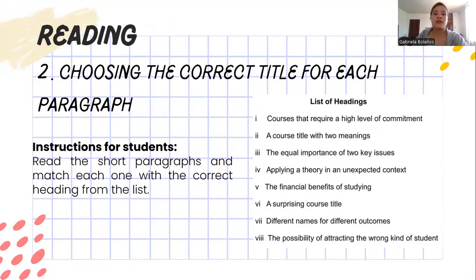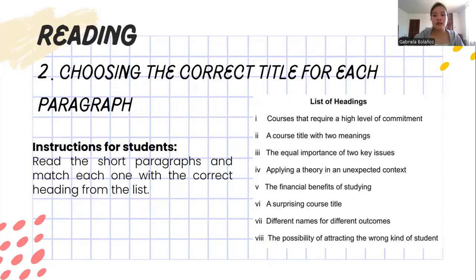Then we have our reading part, and the technique is choosing the correct title for each paragraph. The instructions are: read the short paragraphs and match each one with the correct heading from the list. We have an example of a list of headings, and the students have to read a pair of paragraphs and then match.